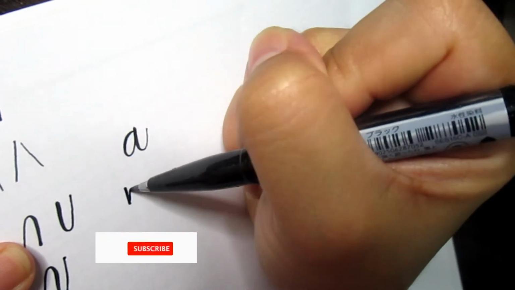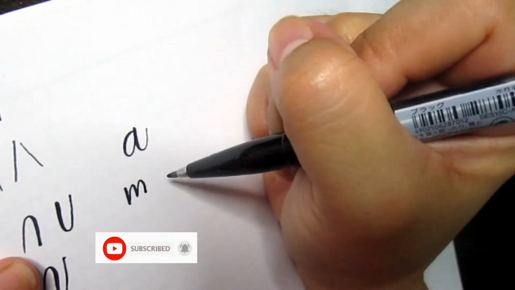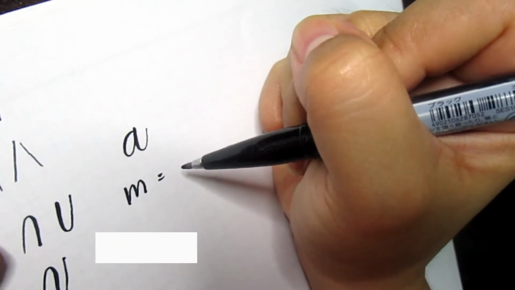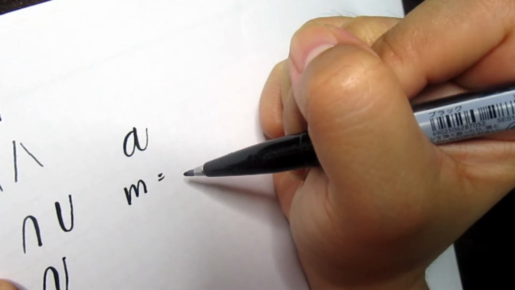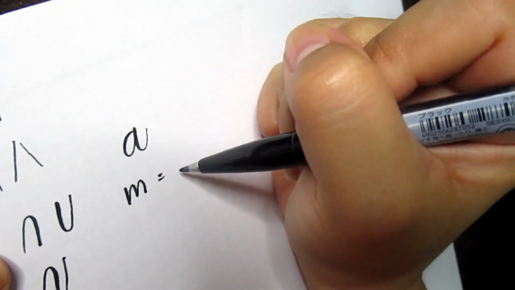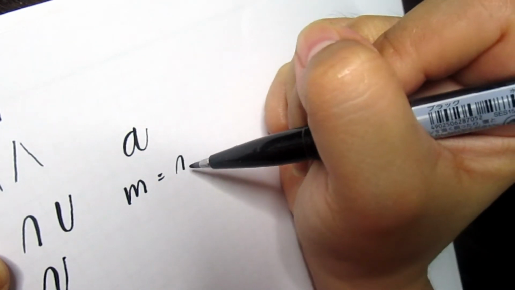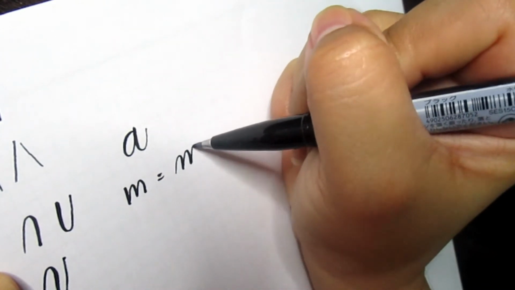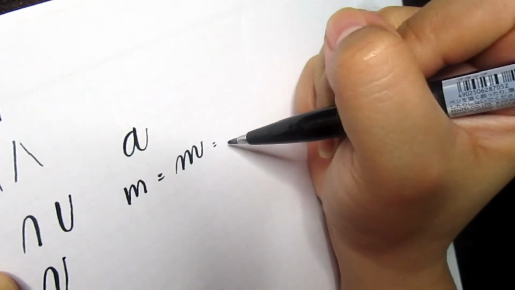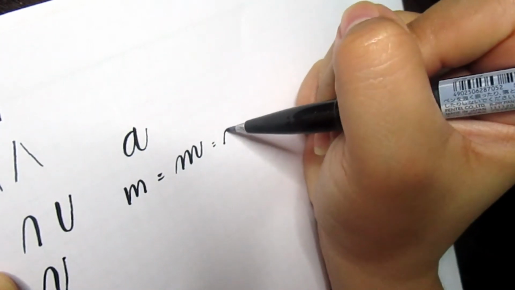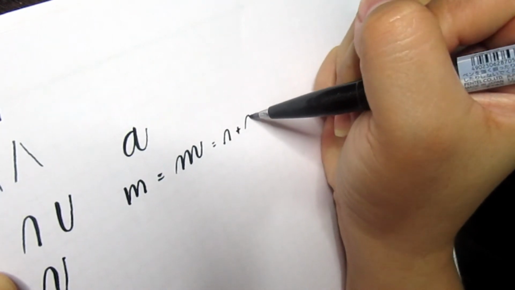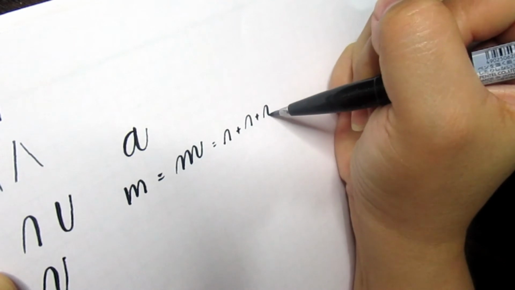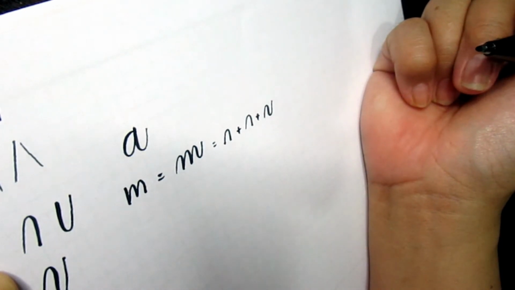Now let's try M. For calligraphy, you could have an overturn and another overturn and a compound curve. There you go. So again, it is overturn plus another overturn plus a compound curve, and there you have M.